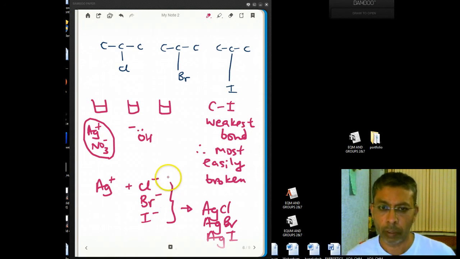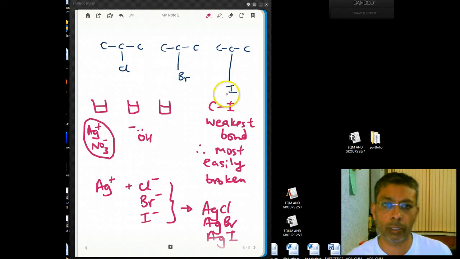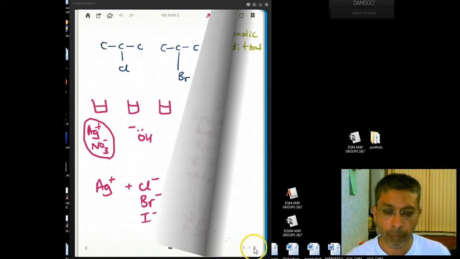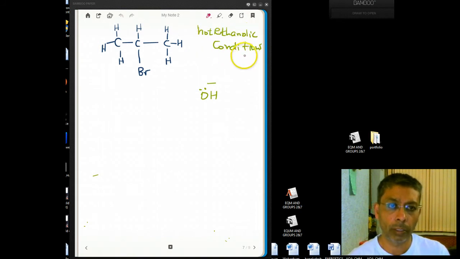Okay, so this is a good way of actually looking at the rate of substitution with different halogen atoms attached to your haloalkane. Okay, right. Let's move on now to the hydroxide under these conditions, hot ethanolic conditions.